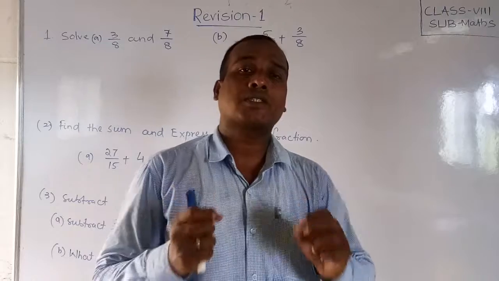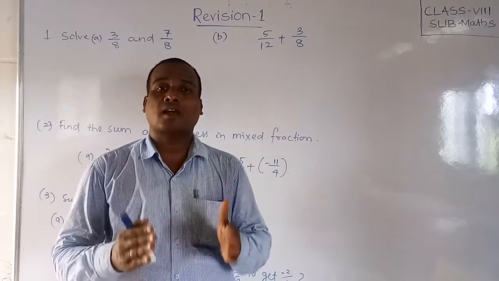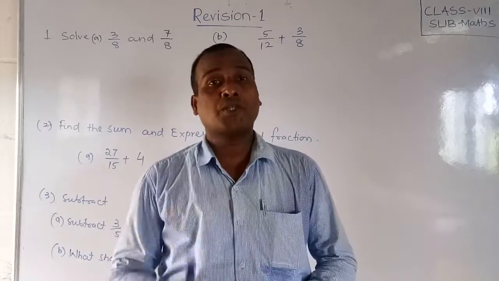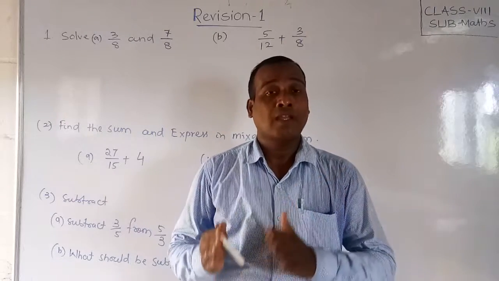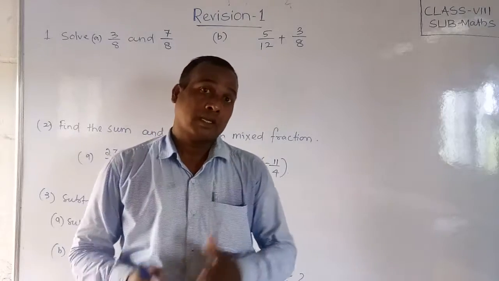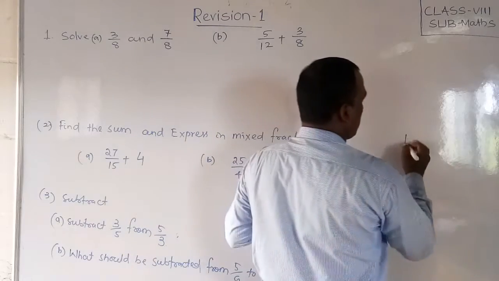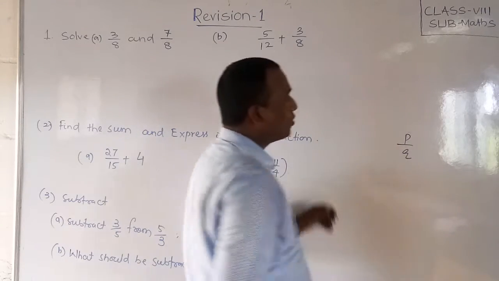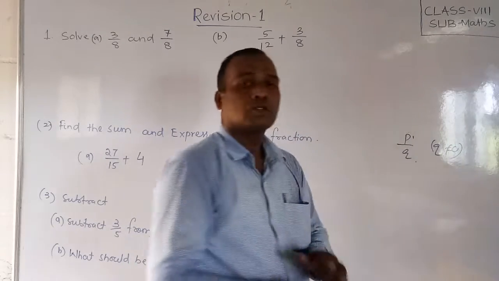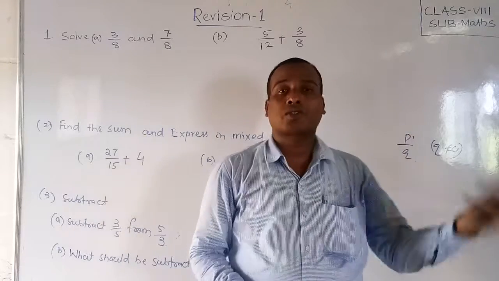So what do you mean by a rational number? A rational number means a number which can be expressed in the form p upon q, where q is not equal to 0 and p and q are integers. Are you clear, friends? If any number we can write in the form p by q, and q should not be 0, and both are integers, it is rational.